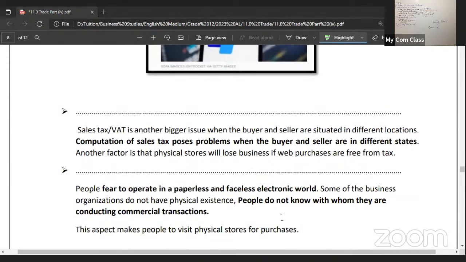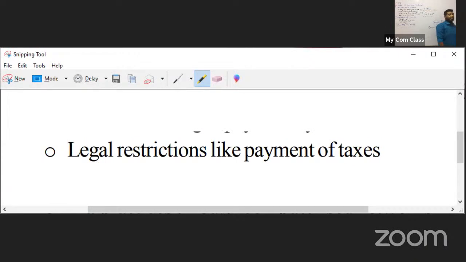Right. Next point. Let me explain. This is about tax. Please write the point. I'll explain quickly. Legal restrictions like payment of taxes.